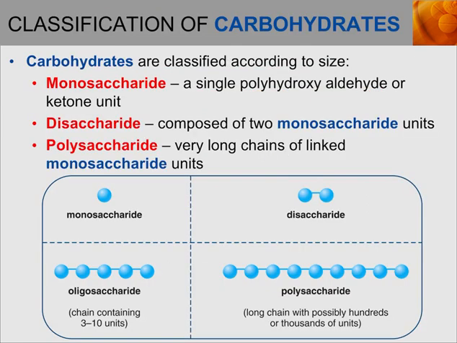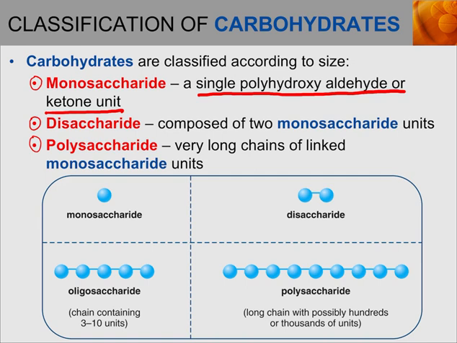Now, we can classify carbohydrates according to their size. So we could classify them as monosaccharide, disaccharide, or polysaccharide. There's also another term, oligosaccharide, which is more specific. Monosaccharides are single polyhydroxyaldehyde or ketone units. So that would be similar to ribose that we saw on the last slide. It's just one molecule by itself.